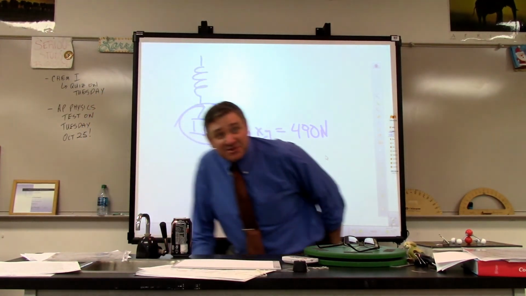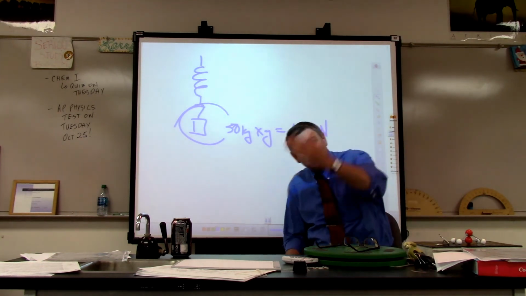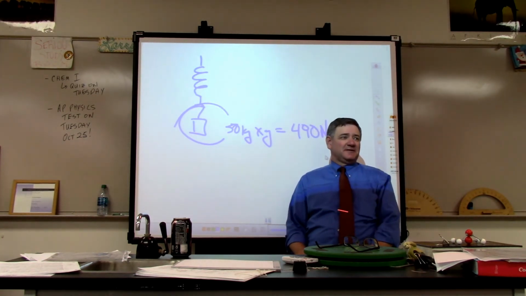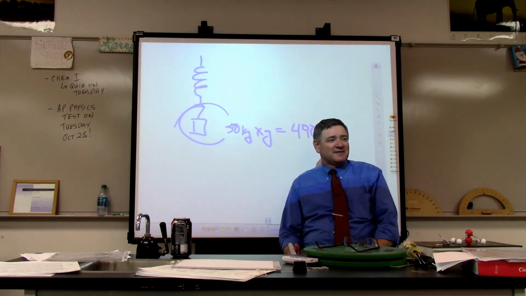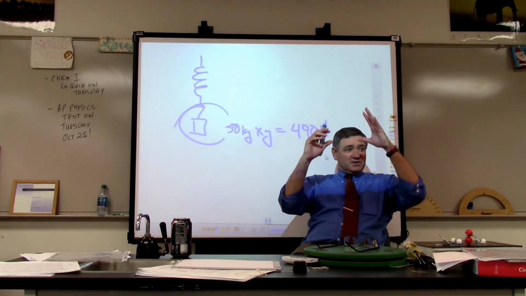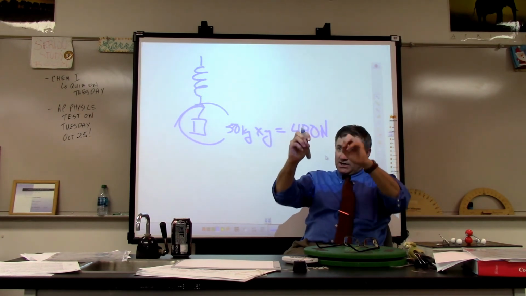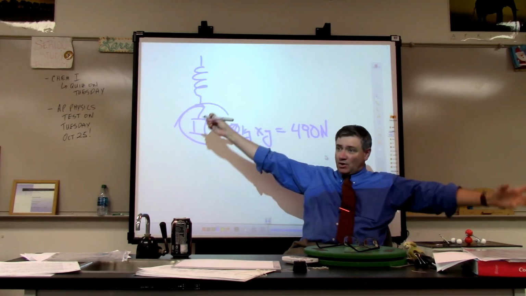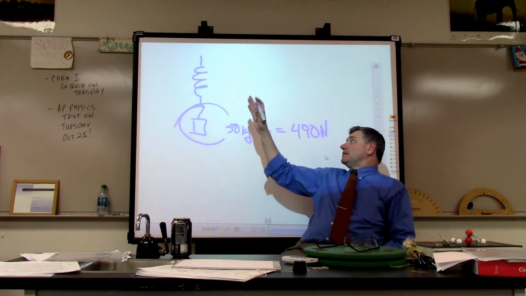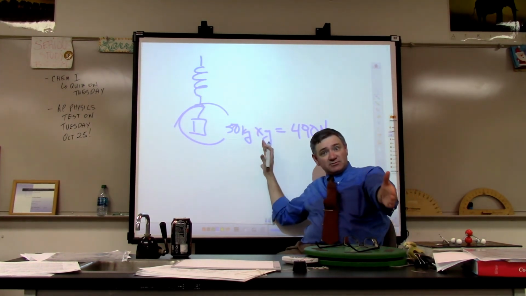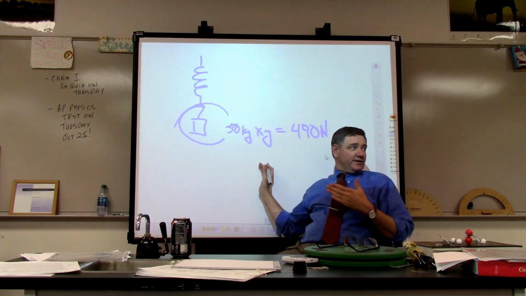So here's the question. Why are they the same? Because of the gravitational pull they have on each other, the force. So the sum total of treating Kendra as a point mass and the Earth as a point mass is 490 newtons. Her mass times the gravitational acceleration is 490.